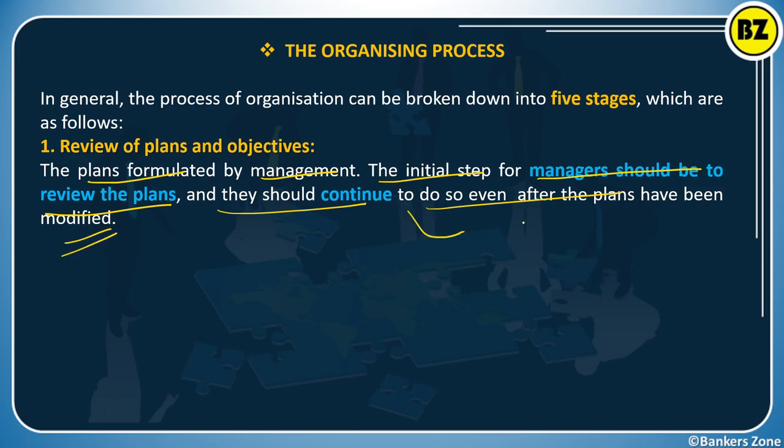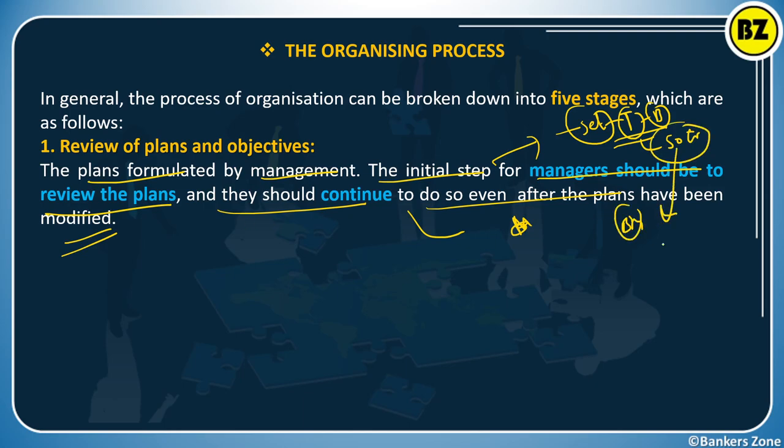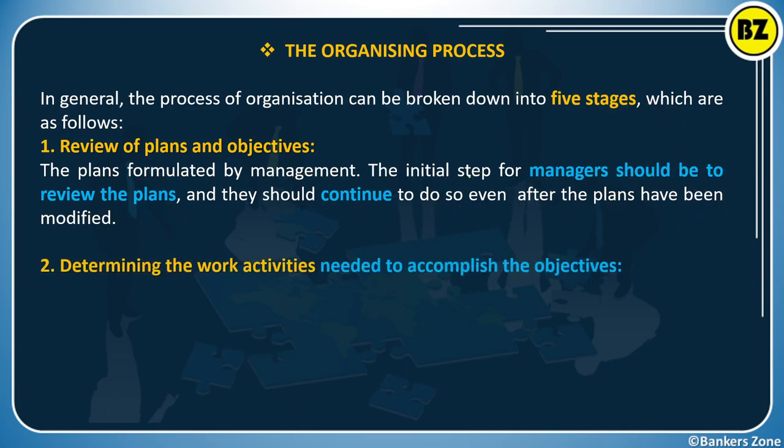For example, from the banking perspective, the higher management will set the target for you. The target itself is a plan for us bankers. Management is setting the target, say 50 crores of business. Now the branch manager has to continue. If semi-annually the manager finds that the branch is performing very well and has achieved the 50 crore target in the half year itself, the management will revise the target to 200 crores. So even if the targets or objectives are modified, the manager has to continue the plans as per the modification.